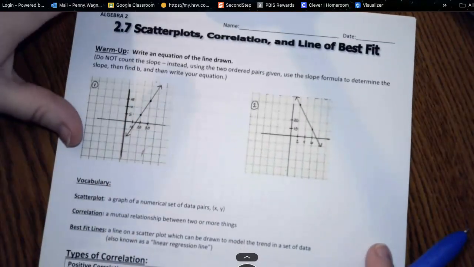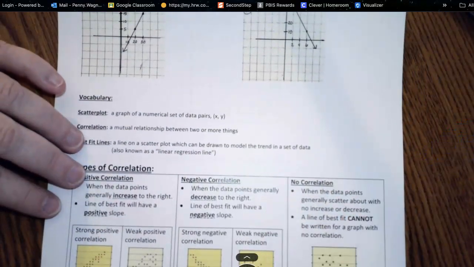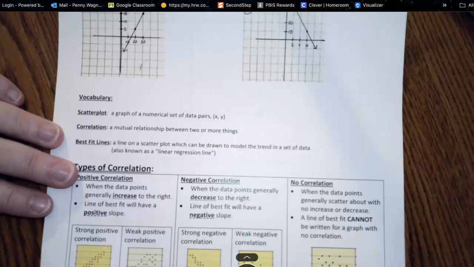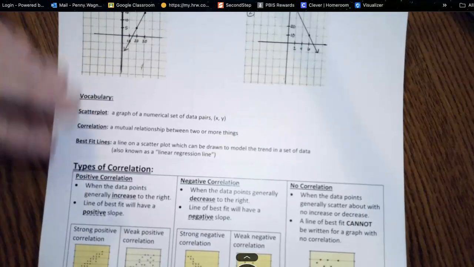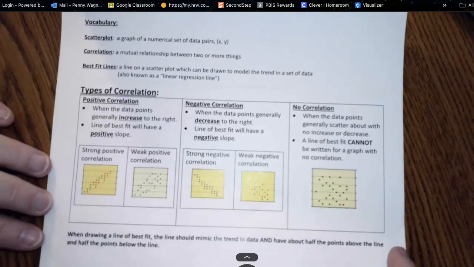Okay. So a scatter plot is a graph with a numerical set of data pairs, x and y. Correlation is a mutual relationship between two or more things. And the line of best fit is a line on a scatter plot which can be drawn to model the trend line in a set of data.